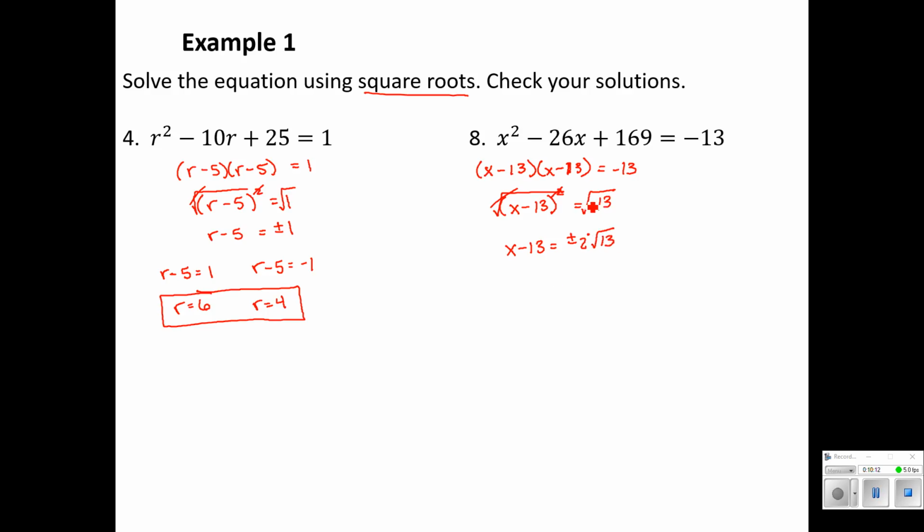Okay, right, we had a negative underneath the square root. That's okay now, because we've got complex numbers in our number system. If I add 13 to both sides, I get 13 plus or minus i root 13. Okay, and those are the two solutions. This is just a situation where our graph did not reach a height of negative 13, so imaginary solutions act as placeholders there.